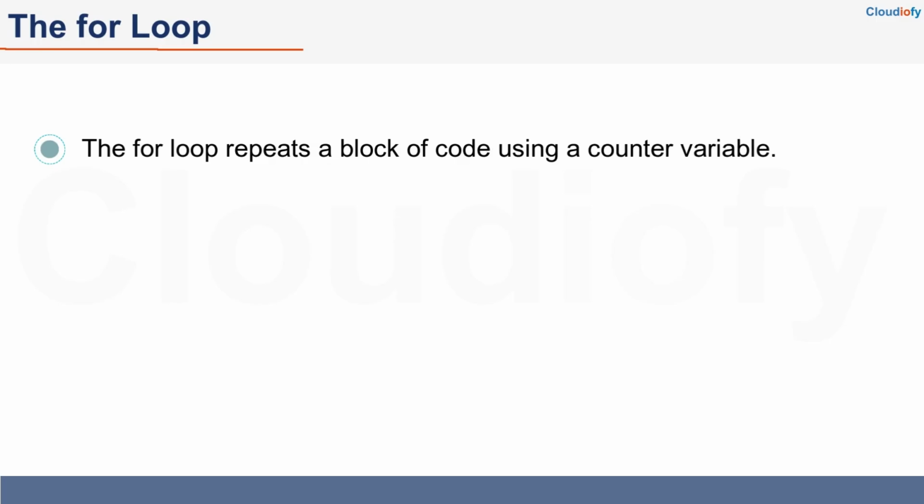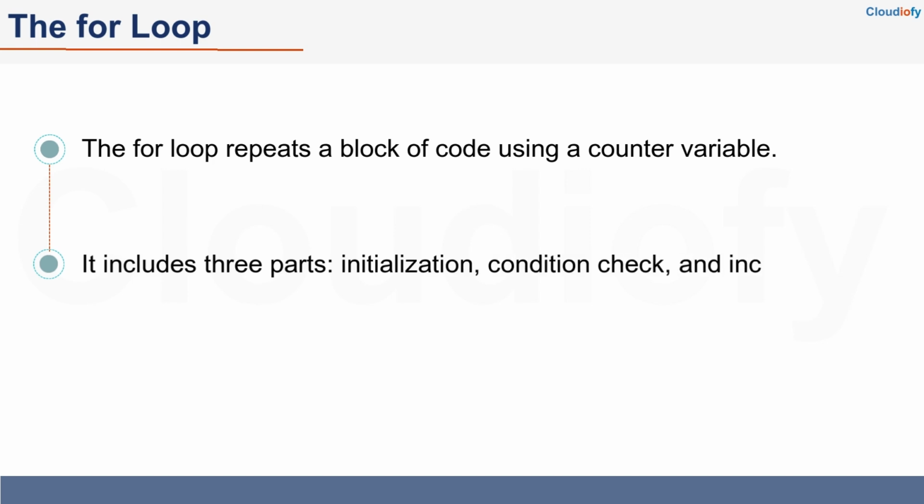The for loop repeats a block of code using a counter variable. This loop uses a variable like i to keep track of how many times the code has run. It includes three parts: initialization, condition check, and increment. First, we set a starting value. Then we check a condition, and after every loop, we update the counter.